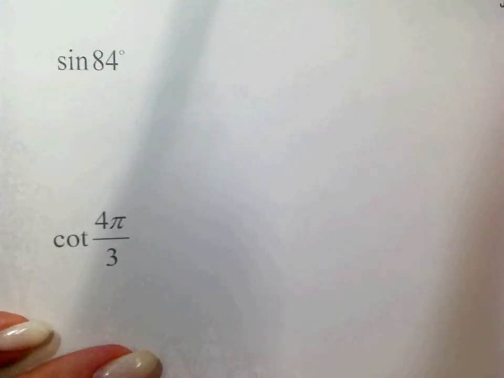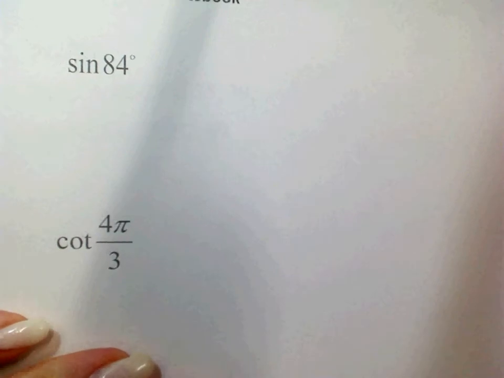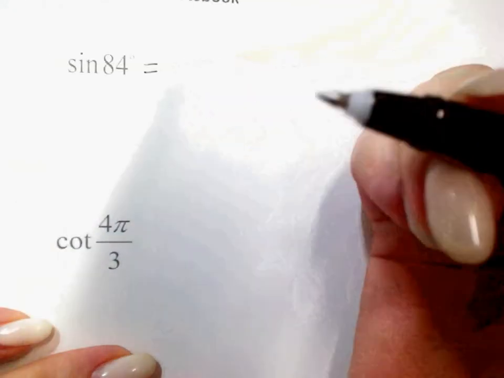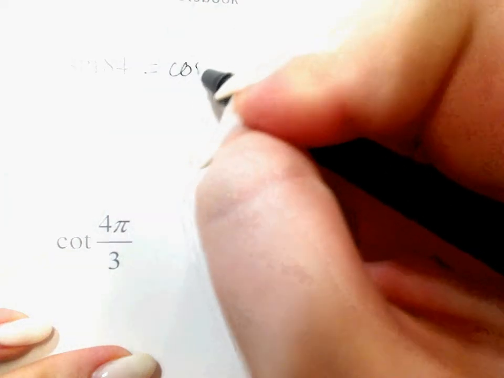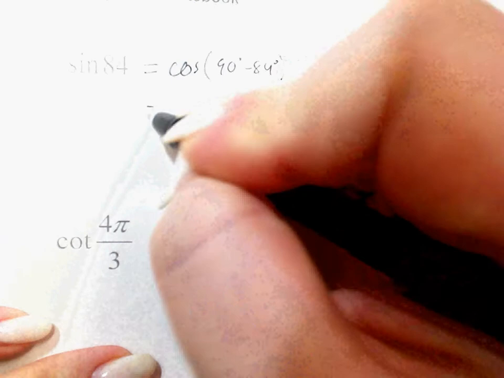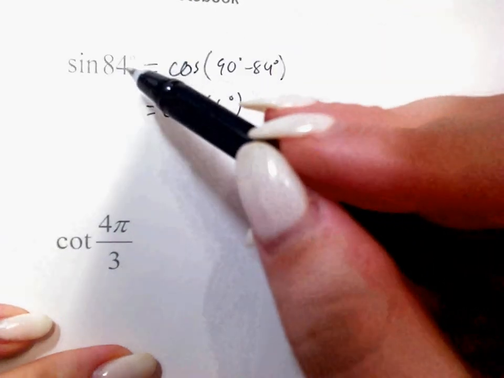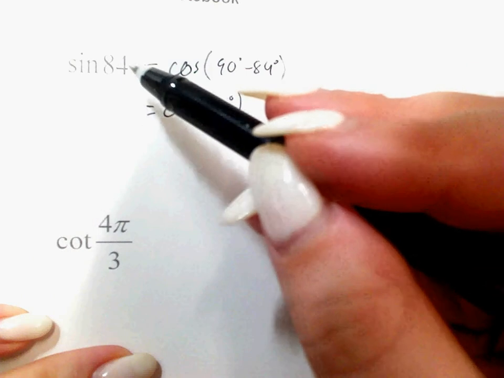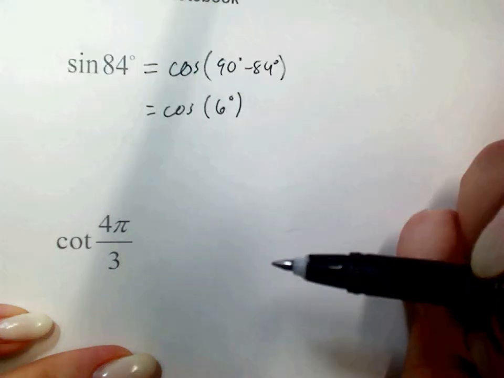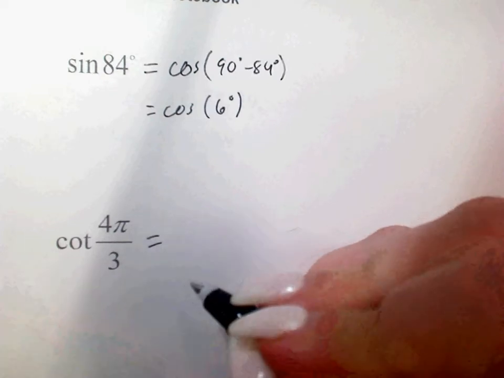As far as what is sine of 84, you could type that in your calculator if you're in degree mode and see what it is. But the point is to just say, using cofunction identities, I know that this is the same thing as cosine of 90 degrees minus 84, which is cosine of 6 degrees. So if they say using cofunction identities, write an equivalent trig expression, sine of 84 is cosine of 6. Okay?